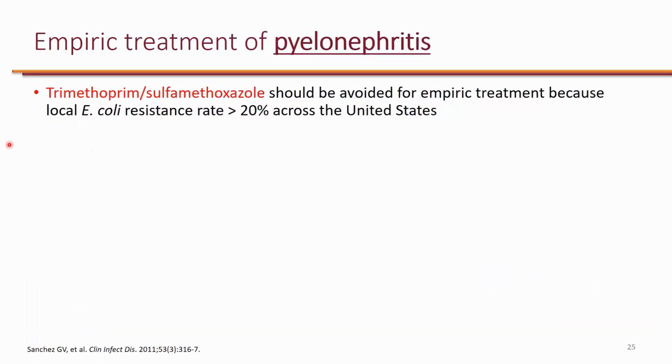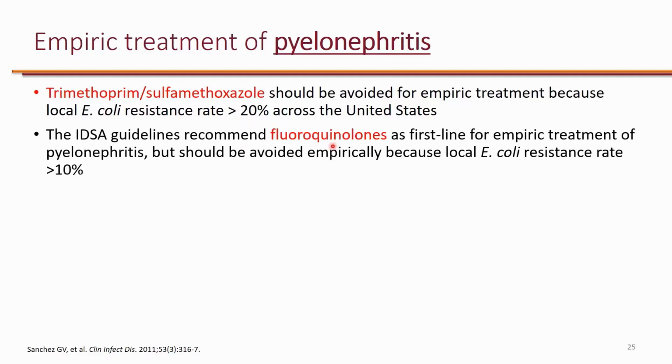Now for pyelonephritis, again the same goes for Bactrim or trim-sulfa. Empirically, you should not use it because resistance rate is more than 20% across the US. But if you get your culture results back and it says that it is susceptible to trimethoprim sulfamethoxazole, then you can use it, but not empirically. Also with fluoroquinolones, empirically you should not use them because resistance rate is more than 10%. The threshold for fluoroquinolones is 10%. The threshold for trim-sulfa is 20%.